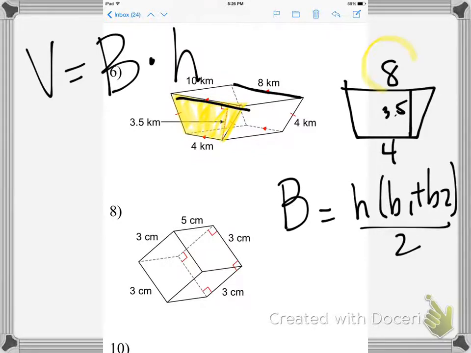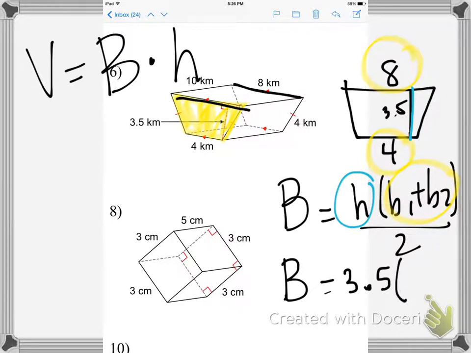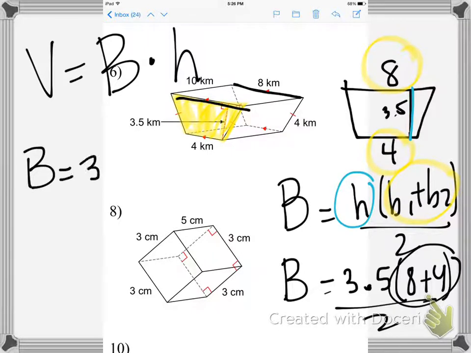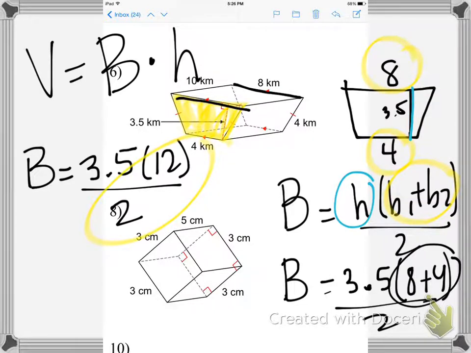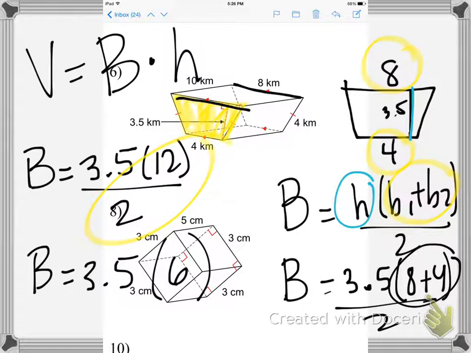Okay, here are my 2 bases. Those are going to go here. And then the height is here, and that's going to go here. So we have 3.5, 8 plus 4 divided by 2. This is 12, so I'm going to move over here. 3.5 times 12 divided by 2. I'm going to simplify like I did before. So 12 divided by 2 is 6. So 3.5 times 6. And I believe that is 21.